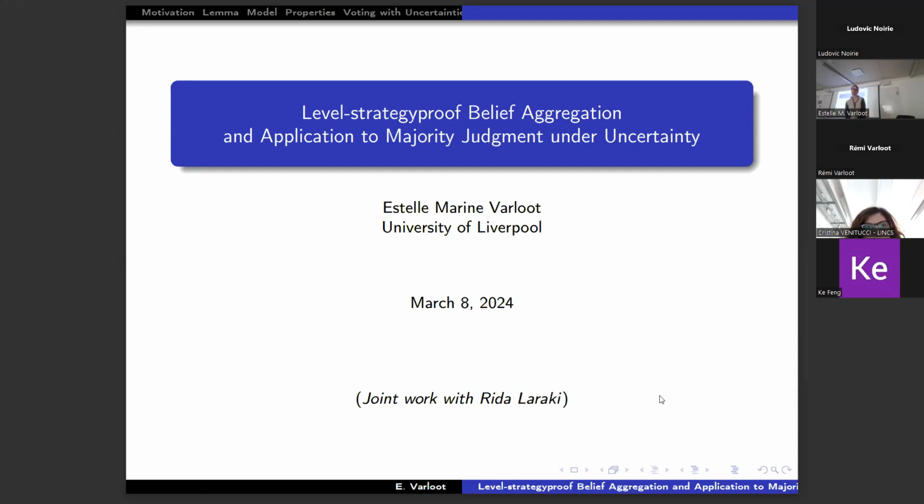I did my undergraduate studies in Rennes before joining the University of Liverpool for my PhD, where I've been working under the supervision of Rida Laraki on extensions of majority judgment. The paper I'm introducing today is an extension of majority judgment where we use probabilities, and which provides a mechanism to aggregate beliefs in a strategy-proof way.